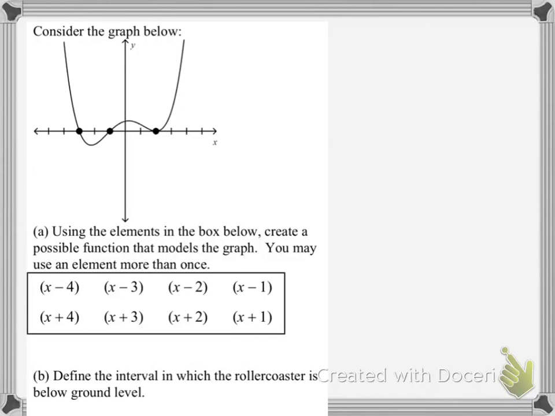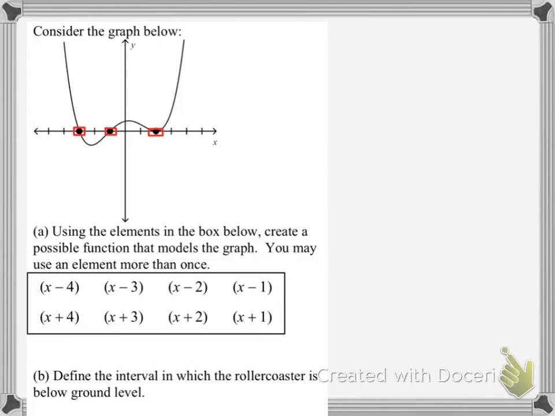On the following, it says question. It says to consider the following graph, and they're giving you guys a graph. Now, if you notice, they have 4 points where it crosses the x-axis. Those are called the roots, and that's what we're going to be concentrating on in this unit. Using the elements in the box below, create a possible function that models the graph.